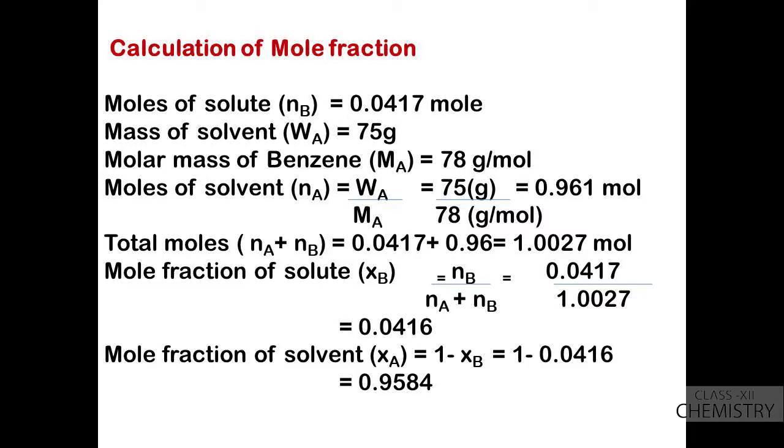After dividing this we got the result 0.0416. Now the mole fraction of the solvent. In a total solution, XA plus XB is equal to 1. So the mole fraction of the solvent, XA, is equal to 1 minus XB, and that is 1 minus 0.0416. After subtracting this we got the result 0.9584, that is the mole fraction of the solvent.